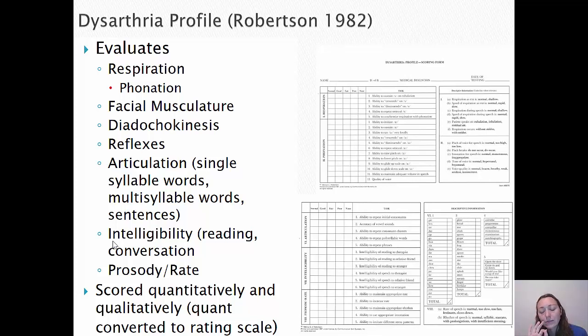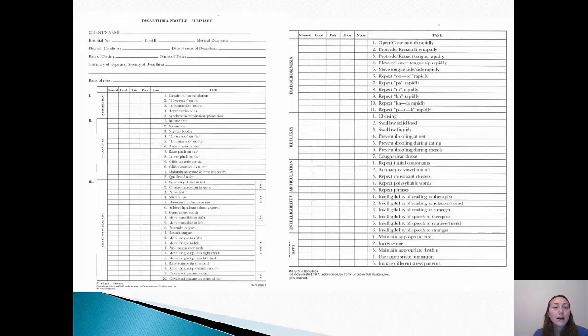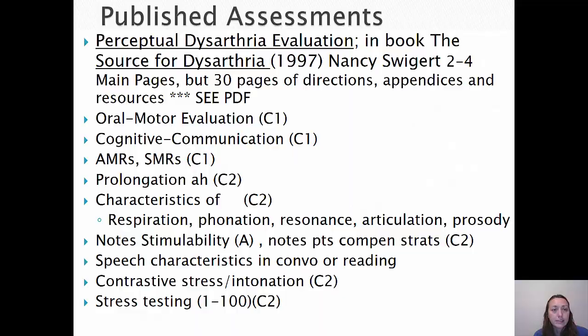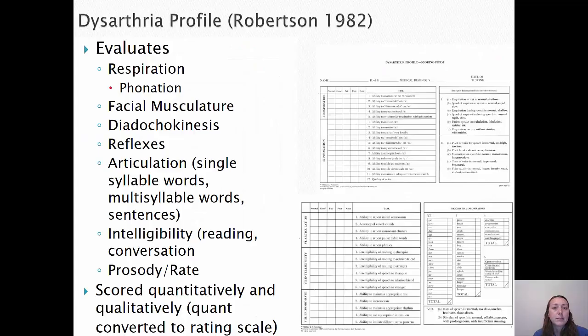I'm looking at this now. So you look at these different areas. Here, the task is the ability to repeat initial consonants: normal, good, fair, poor, none. And then from there, you take those rankings and it turns into a score. Here it is. I'll talk about the pros and cons in just a second, but it's really just a profile. Some very explicit tasks, and then you say normal, good, fair, poor, none, but it's still pretty subjective.